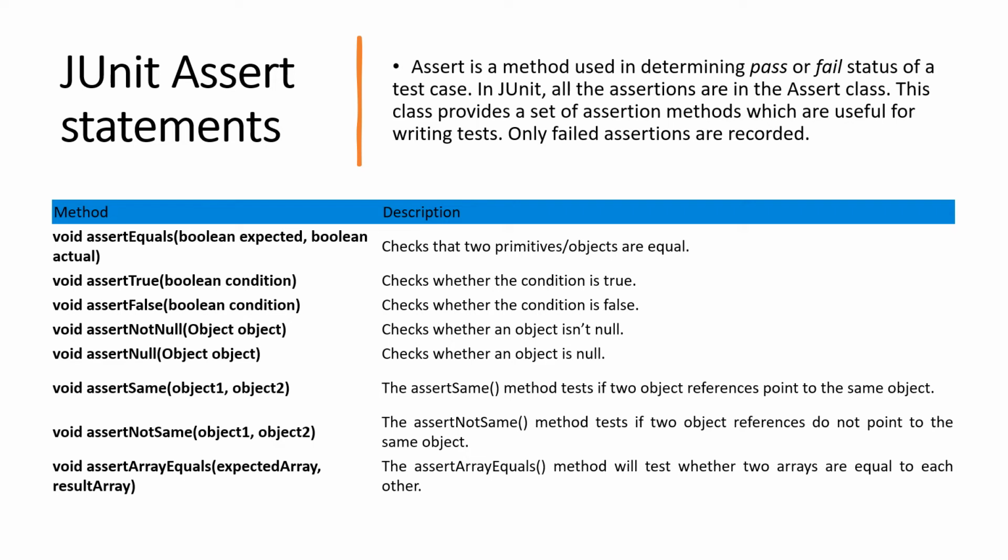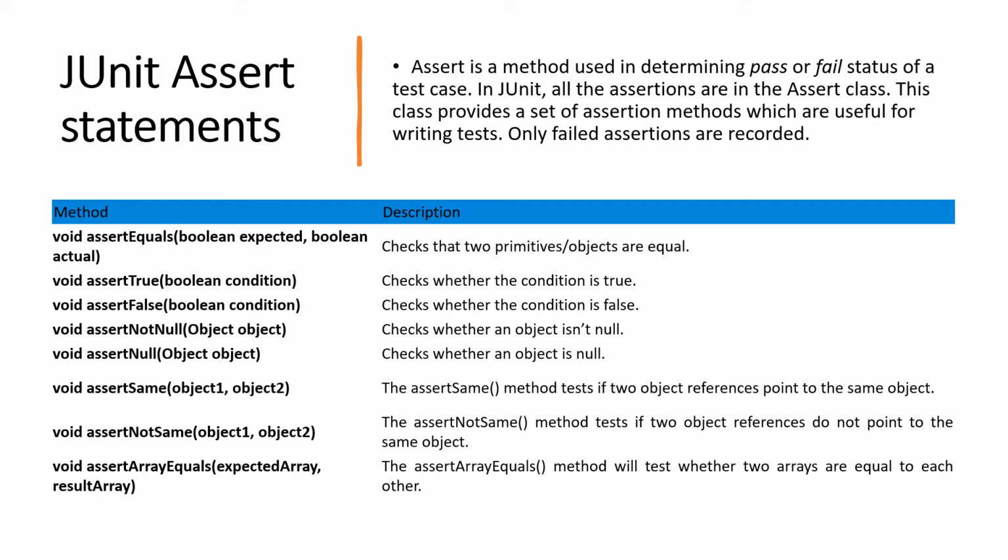The next is assertTrue. It checks whether the condition is true or not. If it's true, it passes the test. Okay. AssertFalse checks whether the condition is false. AssertNotNull checks whether an object isn't null. AssertNull checks whether an object is null.